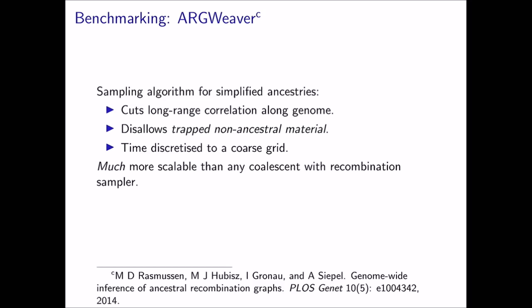In particular, the ARGWeaver model cuts long-range correlation across the genome, so it really only looks at correlations in adjacent sites rather than long-range ones. It disallows what's called trapped non-ancestral material.